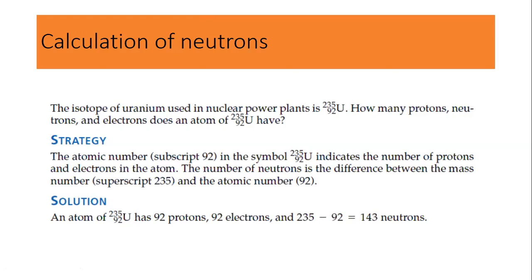So how can you calculate the number of neutrons? Simply, because the mass number is the sum of the protons and the neutrons, and this is the number of protons, you subtract: 235 minus 92 is equal to 143, and these are the neutrons. Very simple calculation. You do not need any extra help to calculate the number of protons and neutrons, or the atomic number and the mass number.